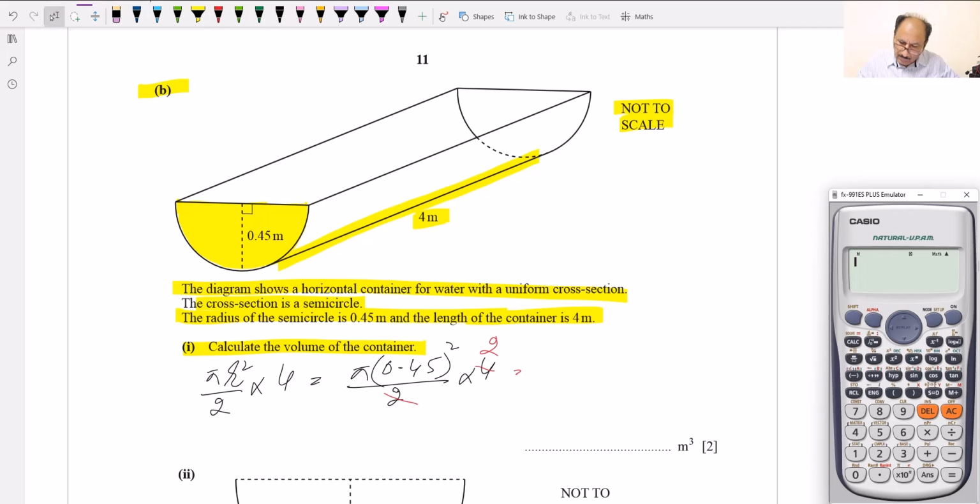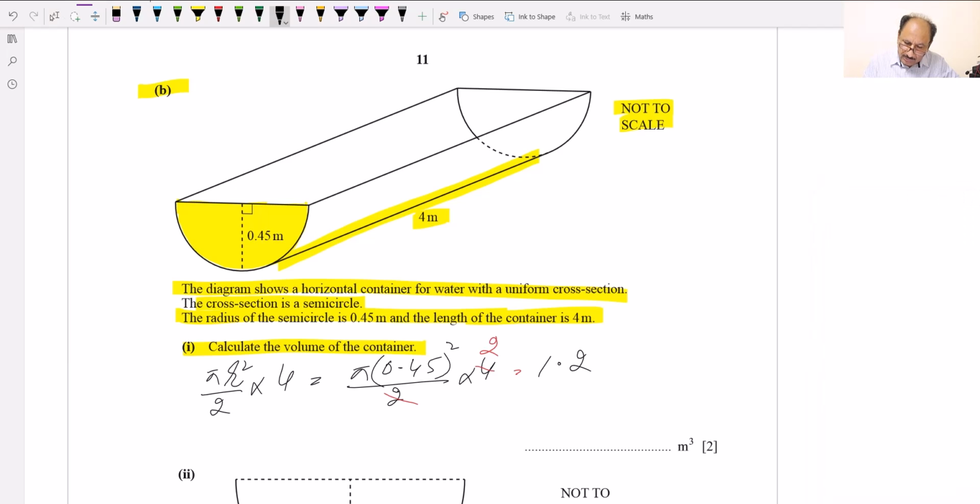Now we can calculate this. It will be pi and multiply by 0.45, and this will be square and multiply by 2, and this is resulting to 1.27. So 1.27 will be our answer for this for 2 marks.